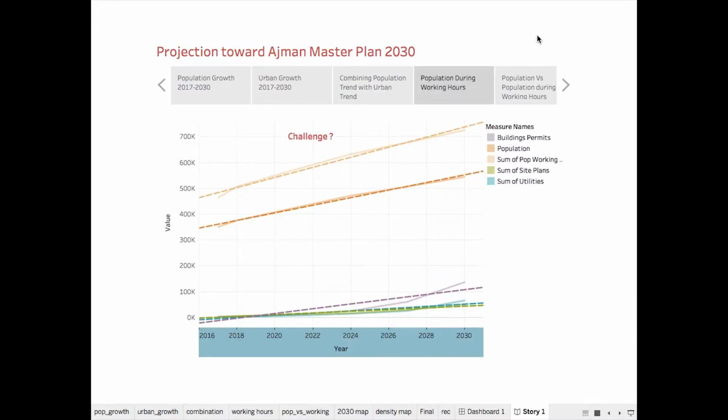So from our study and from our collected data, we discovered that, as Afifa said, the current trends of the population growth and the urban developments are increasing. But there was also a potential element that might create a challenge to the Ajman 2030 master plan, which is the population of the working employees that are actually working in Ajman, but don't reside within the city. So the challenge is that that population is going to copy the same trend. It's going to basically increase by 2030.